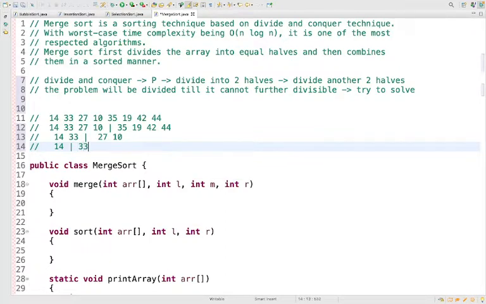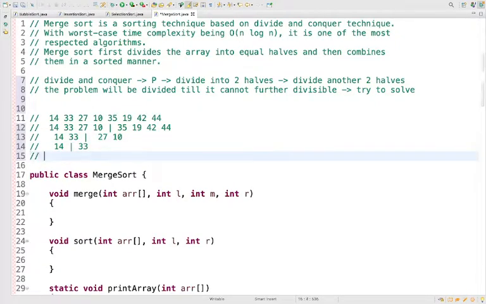Now from this single unit, they compare the elements together, that is 14 and 30, and they see whether they are sorted or not. In this case they are sorted. Now let's take an example of 27 and 10. Once they reach a stage where they cannot be divided further, they find that 27 is bigger than 10, so they combine and sort these, that is 10 and 27.